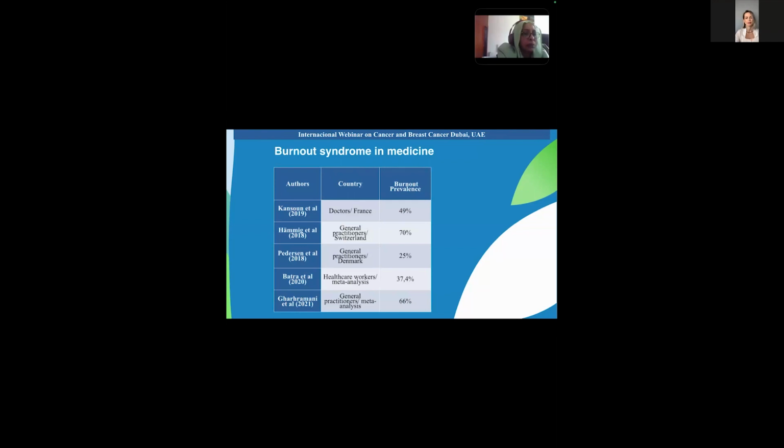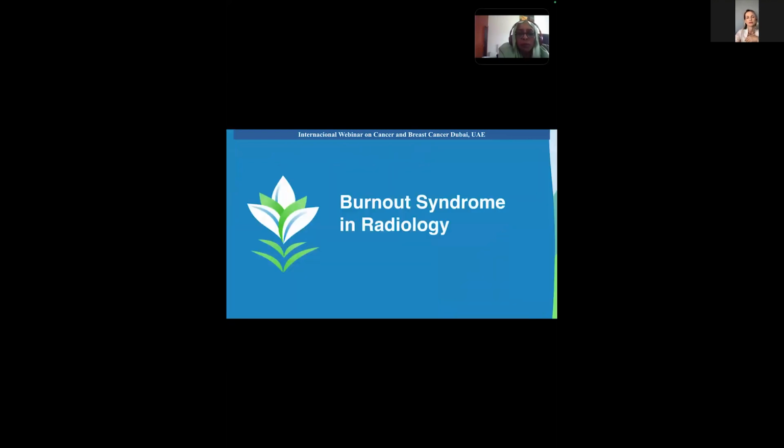These are some studies. You can see that they were made in France, Switzerland, and Denmark. And we see a very high percentage of burnout. If we compare Denmark with Switzerland, for example, Denmark is 25%, and we say, okay, it's not so much compared to 70% in Switzerland. But you can see that 25% means one in every four doctors. So it's a lot. And these meta-analyses that were made all over the world are similar to the previous results.